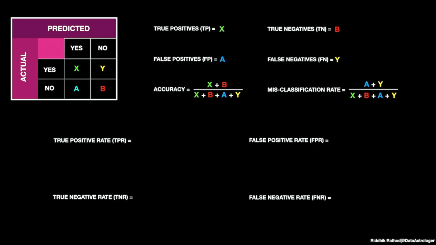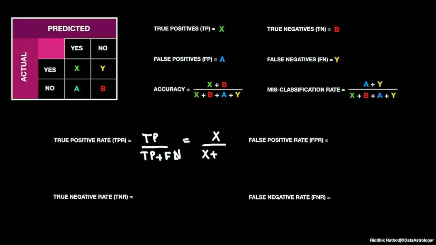Thus, the true positive rate is simply true positives upon total actual positives, which is the true positives upon the true positives plus false negatives, or true positives upon x plus y. We have just successfully derived the true positive rate, and using a similar ideology, we will derive the rates for the other three metrics. Another good thing to know is that the true positive rate, not the true positives, but the true positive rate is also known as sensitivity or recall.